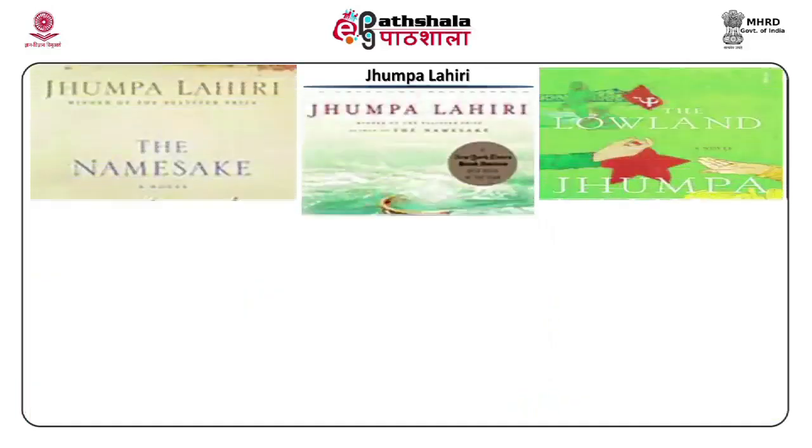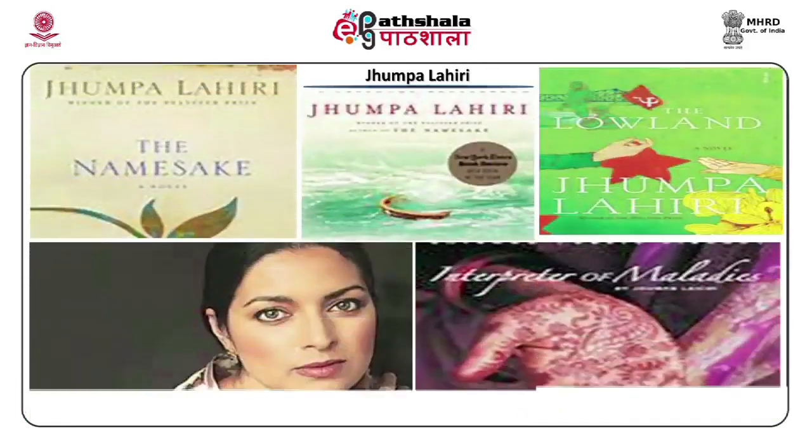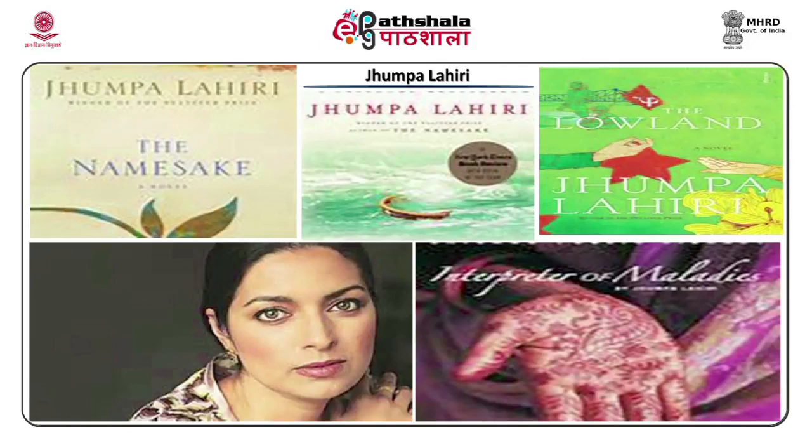Jhumpa Lahiri's collection of short stories, The Interpreter of Maladies, which came out in 1999, the second collection of short stories, Unaccustomed Earth, in 2008, and her 2 novels, The Namesake in 2003 and The Lowland in 2013, have all been very well received and have won several awards. Much of Lahiri's work revolves around the question of identity in a diasporic context.